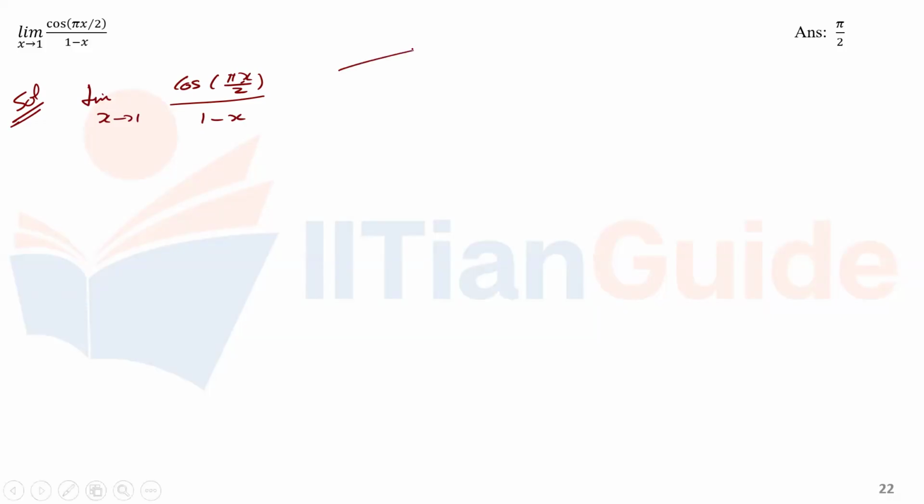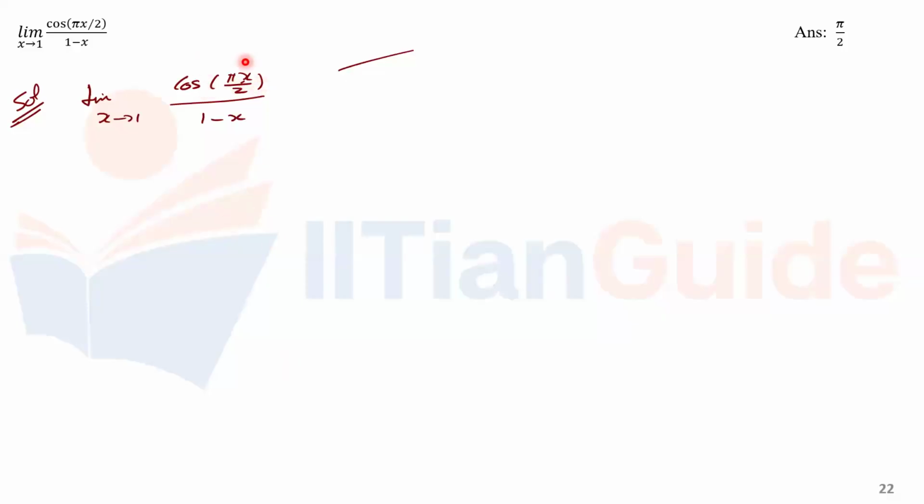And another method, any other method except L'Hospital? So we can write cos pi x by 2 as sine of pi by 2 minus pi x by 2. We can write that. Okay, no problem. After that, only these two, it will create a problem. We can route, but we cannot proceed. Just a minute. You are thinking to apply sine theta by theta, sine x by x. Okay.